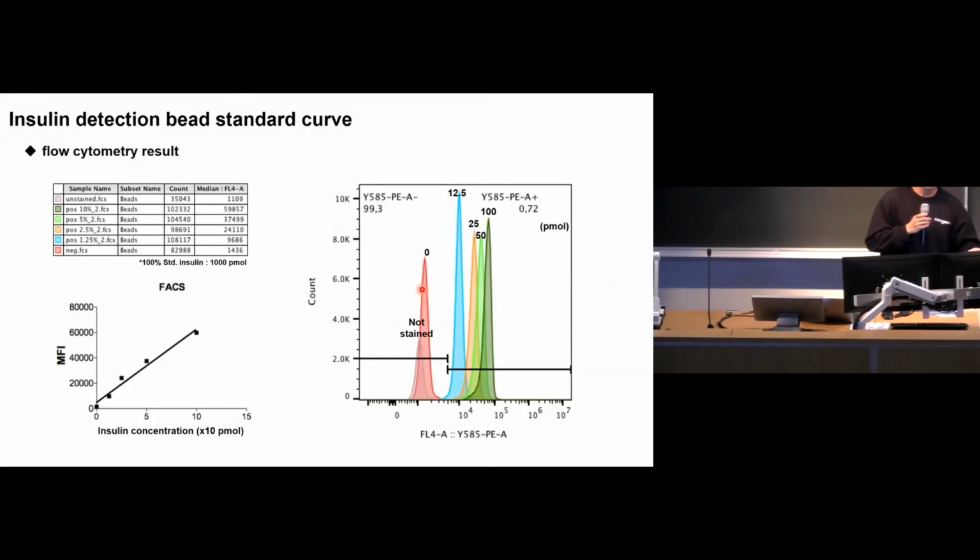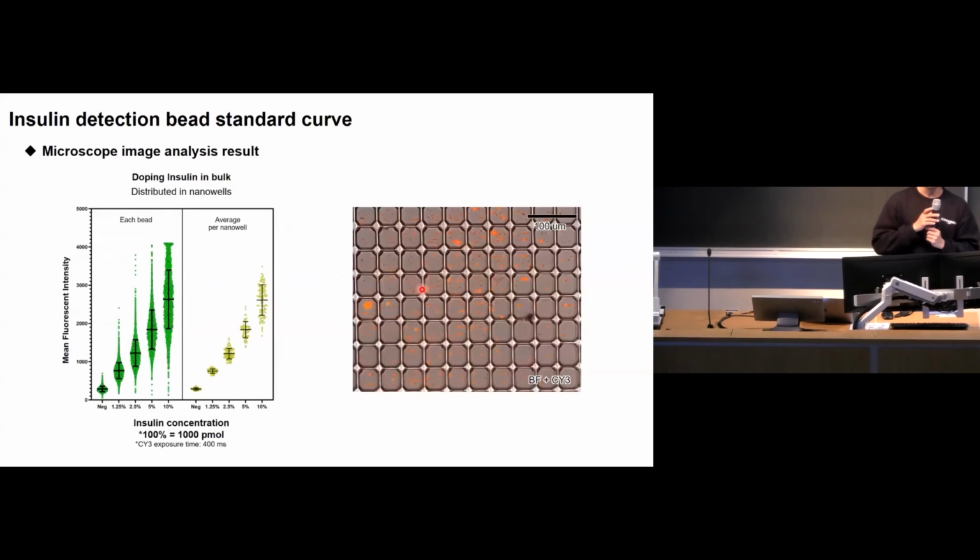It's basically just doping insulin to the beads in different concentrations, and then through the flow cytometer, we have checked the beads are properly worked. When they are distributed in the nanowell, if we average the value of the brightness per nanowell unit, we will have a clear standard curve. We confirmed it.